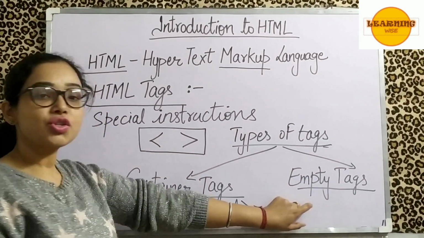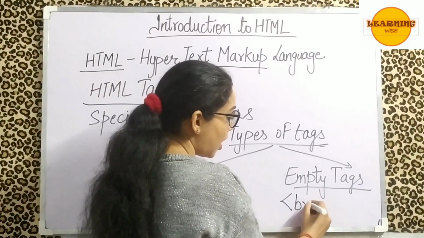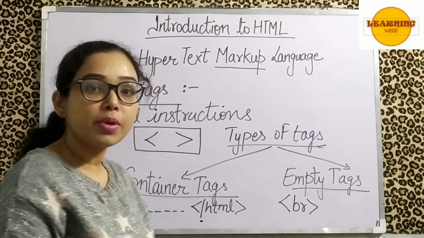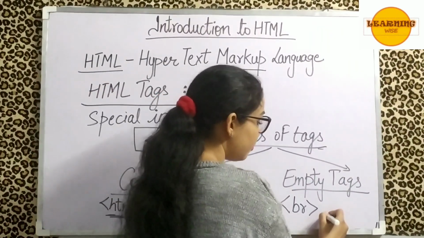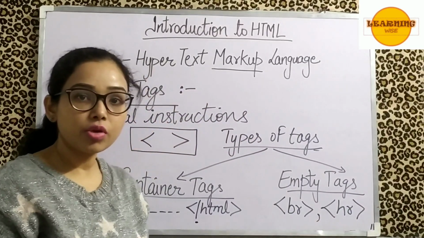Okay. Now let's talk about empty tags. The most popular empty tags are BR, which is meant for line break. Another empty tag which is very much used is HR, horizontal ruler. Okay.